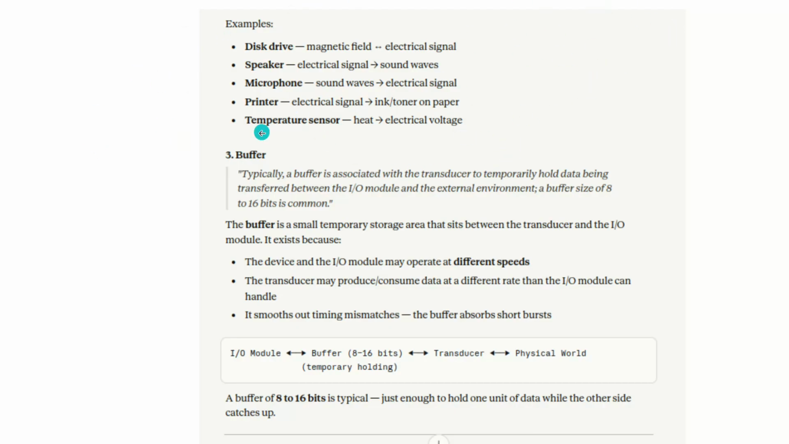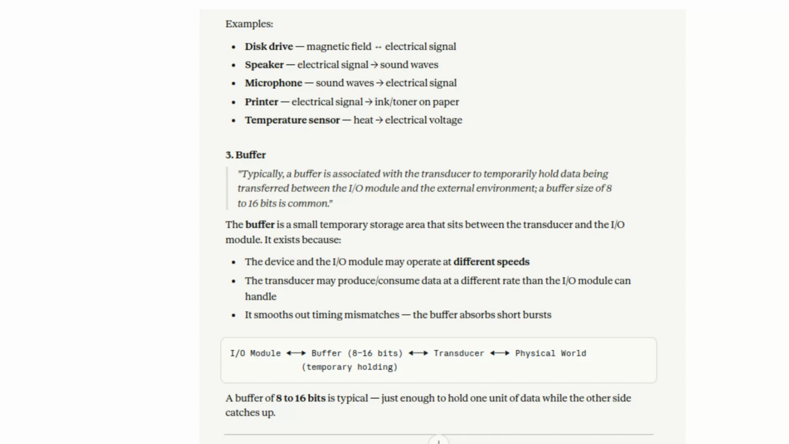Now speaker, the output is coming in electrical signal, but how we hear it is through the sound wave. So that electrical signal to sound wave conversion has to happen there. Microphone, we are speaking sound waves through the microphone. For the computer to process that, it has to convert it into electrical signal, right? In a printer, the electrical signal has to be converted into the ink or the paper form, right?